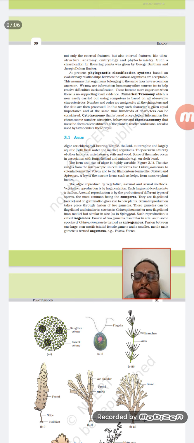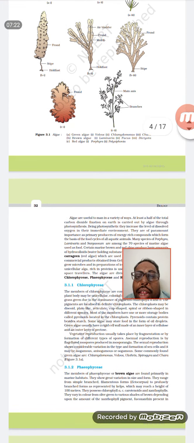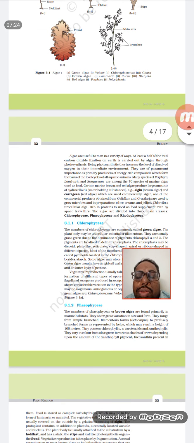And the female part will be non-motile, and the male part will be motile. So that type is known as oogamous. These oogamous we can see in humans also. So these are the main things that we are coming under this. And next comes the importance of algae, and what are the uses of algae.